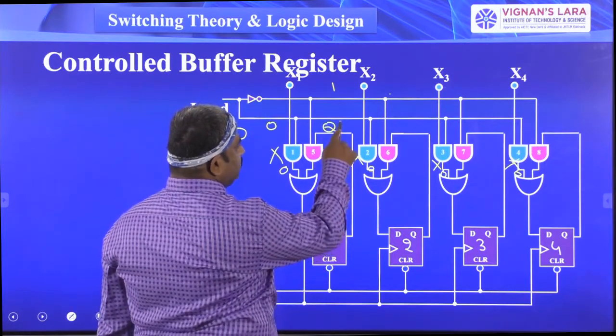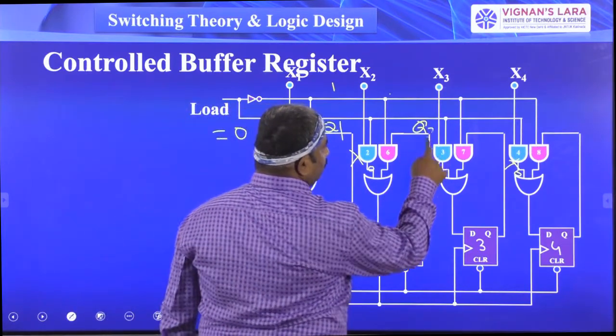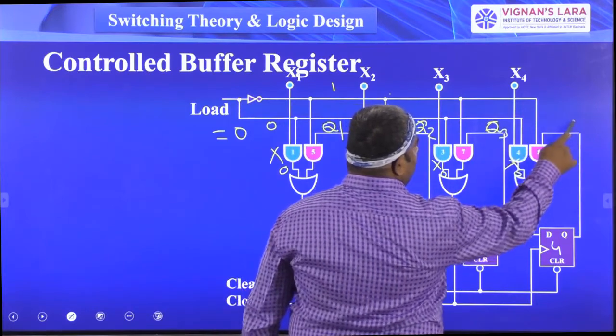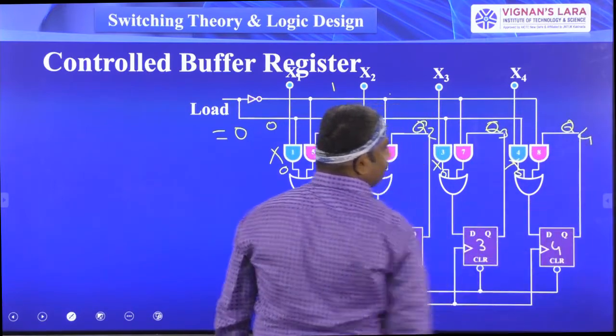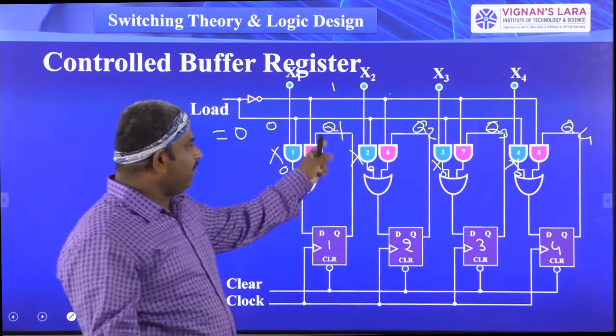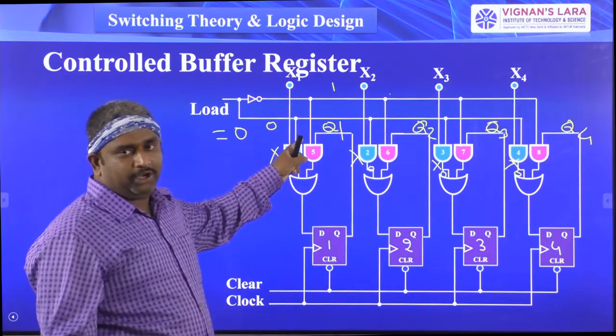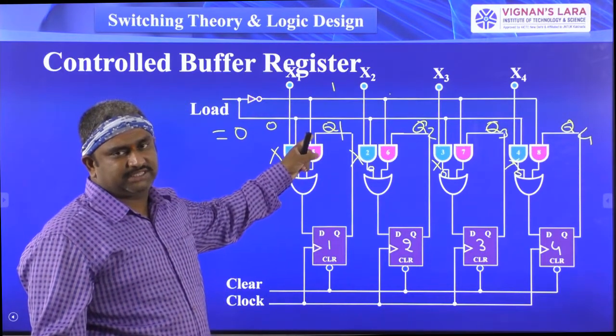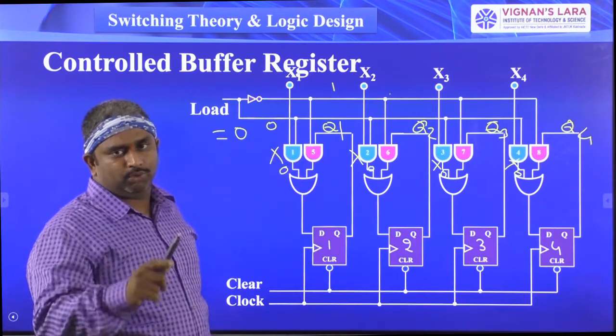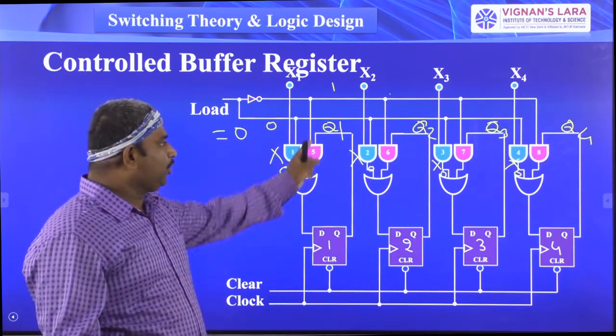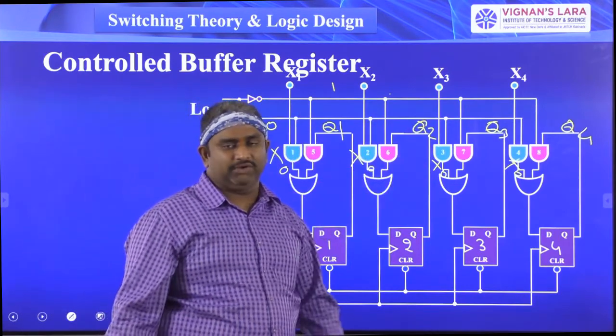So here the value is Q1, this one is Q2, this is Q3 and this is Q4. This is the other input. One input of the pink color AND gates 5, 6, 7, 8 is 1, and the other is Q1, Q2, Q3, Q4.